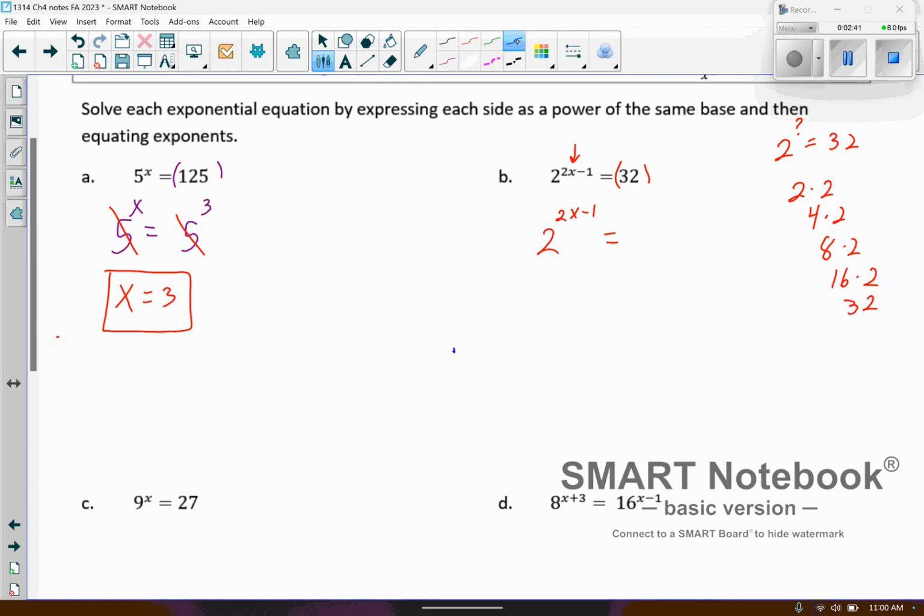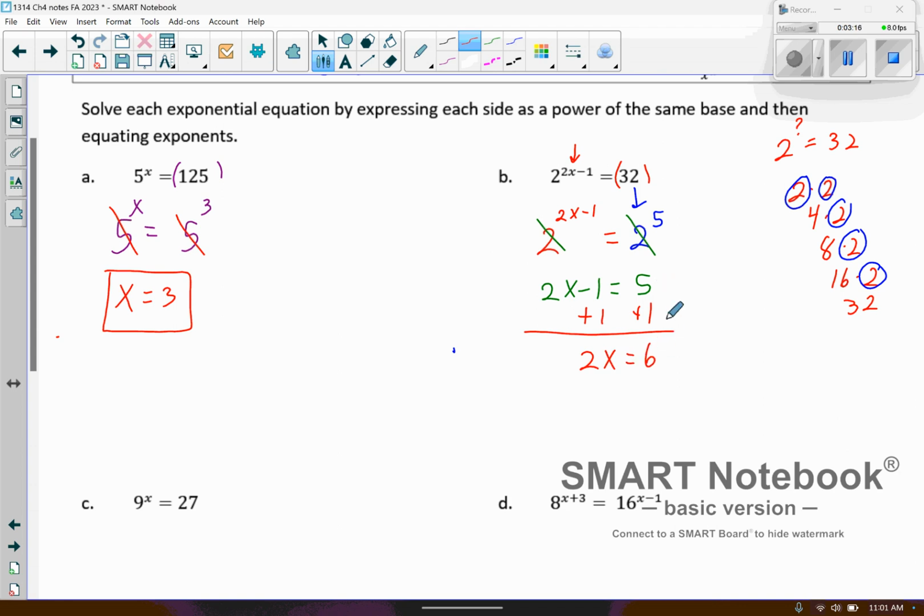How many times did I have to do that? 1, 2, 3, 4, 5. It took multiplying 2 together 5 times. So over here, I'm going to change this 32 into 2 to the power of 5. Now we have that common base, so we cancel it out and set the exponents equal to each other and solve. We're going to add 1 to both sides, so we get 2x equals 6. Then we divide by 2 on both sides, and we get x equals 3.